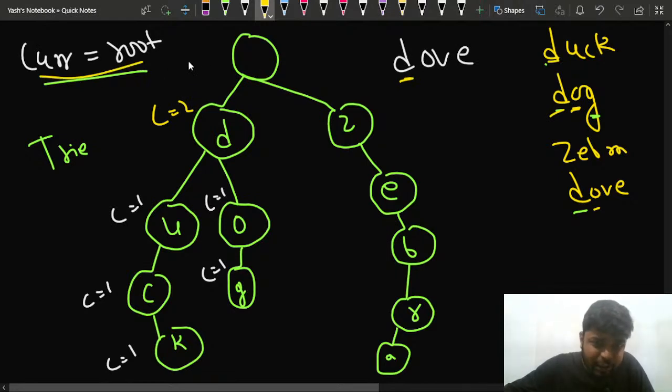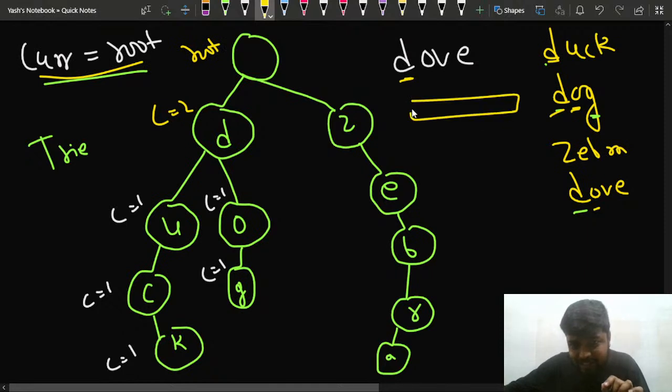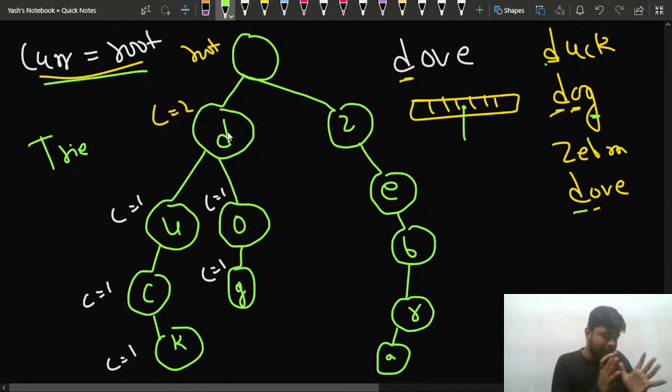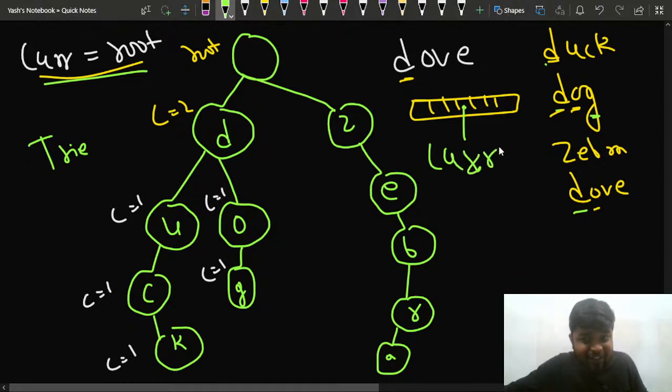Now I have a D. So current is pointing to root. This is the root. So for this root, it's 26 representation. Does it have a D already? Yes, it has already a D. So that's why I'll not insert a new node D, but rather I'll move. If the child is not existing, then if you want to add a new node, you'll add it. Otherwise you will say current is equal to current D. So you'll be moving to the D node basically.